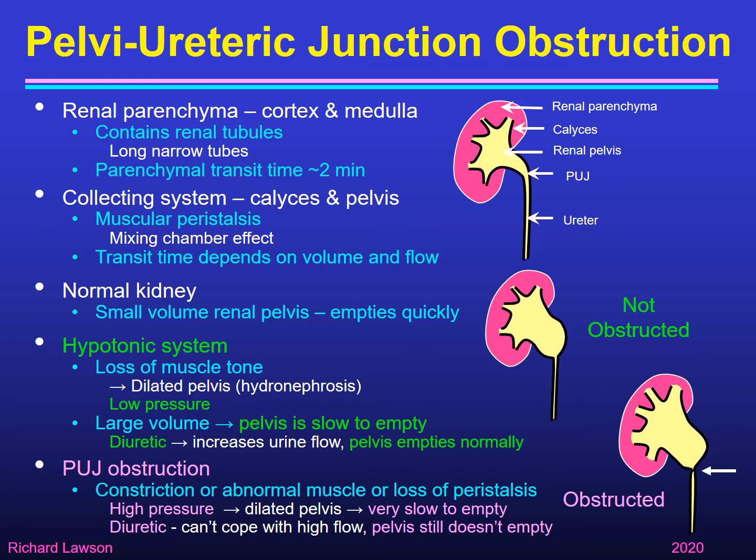So diagnostically, if we want to distinguish between the hypotonic system, which is not obstructed, we can see that it has a large volume but a low pressure, and the pelvis is slow to empty at normal flow rate, and if we give a diuretic, it empties normally. On the other hand, the obstructed system, which has a large volume but a high pressure, is very slow to empty also at normal flow rate, but if we give a diuretic, it still doesn't manage to empty that obstructed system. So we can use the administration of a diuretic to distinguish between the not obstructed and the obstructed system.